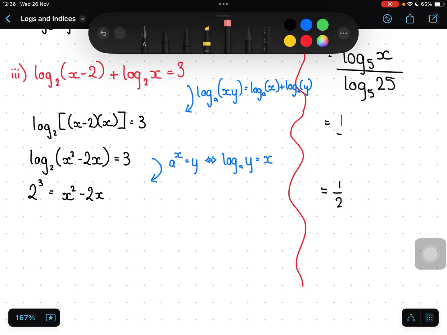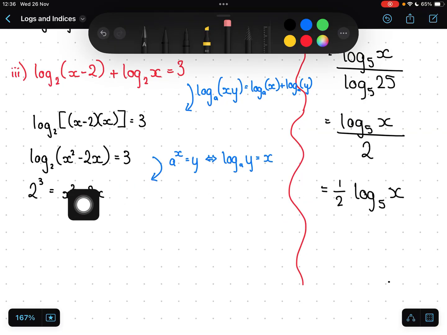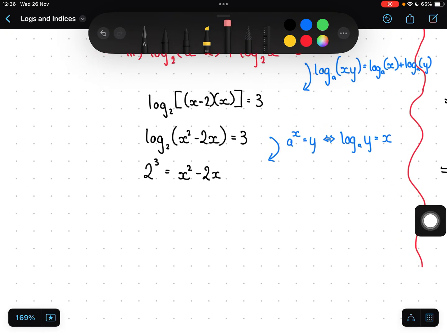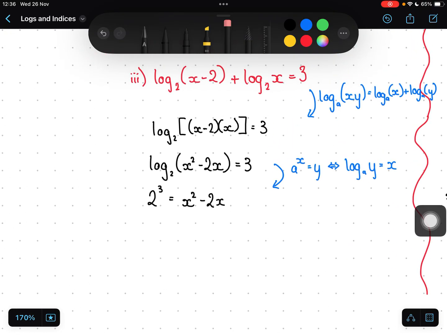If you didn't get that far, take it down now and pause and reflect. What do you have here? What can you do? Can you get on to the next step? Yes, we know what 2 to the power 3 is: 2 by 2 by 2, so 8. We have now gotten on to the next step.